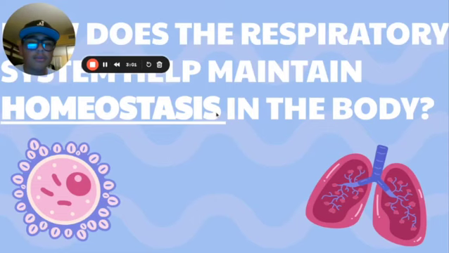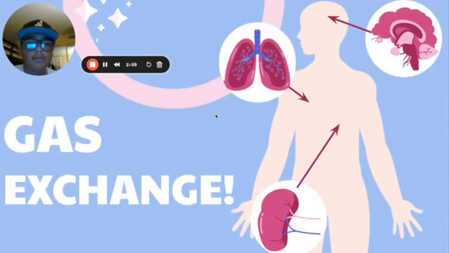So how does our system perform homeostasis? Well, simple, gas exchange. Let's say you're sleeping, your body needs to make sure that the whole body has enough oxygen. So this is called breathing regulation. And that's my part. Now to Albert.